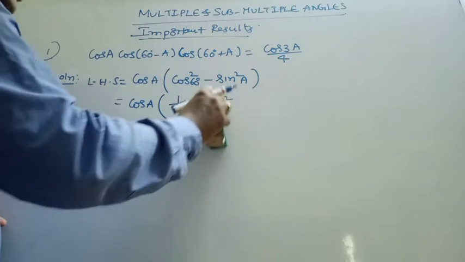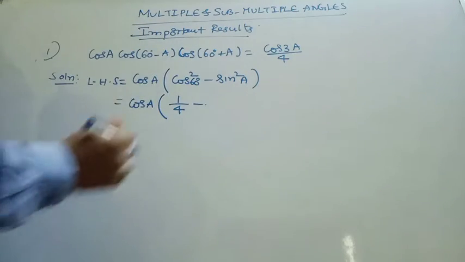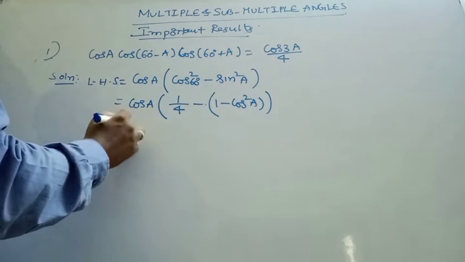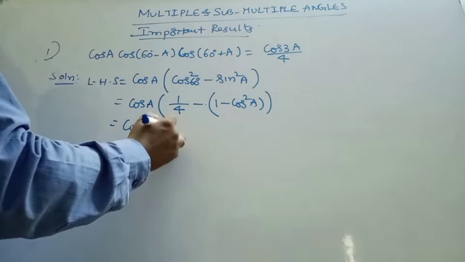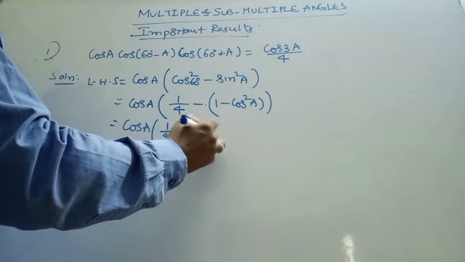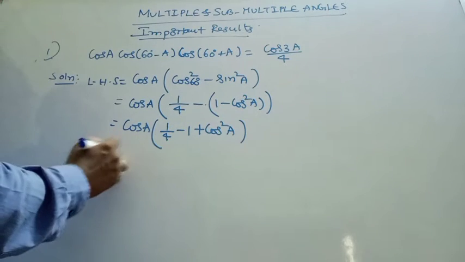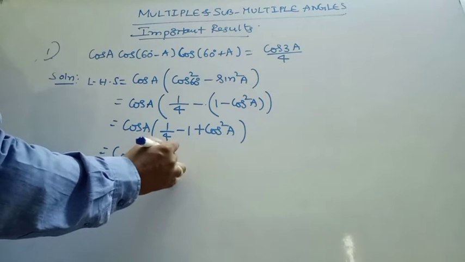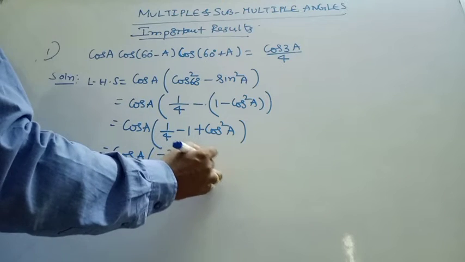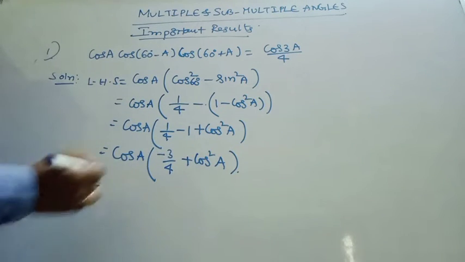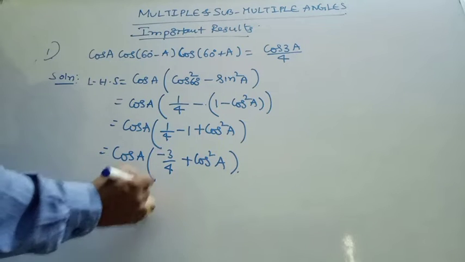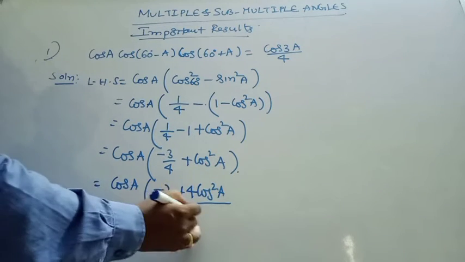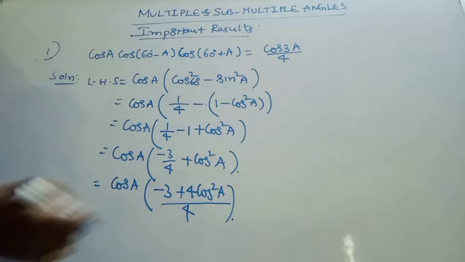Right? This sin square A, because we want to convert everything into cos, because of cos 3A by 4, we write it as 1 minus cos square A, like this, right? Now this is cos A into 1 by 4 minus 1 plus cos square A. Now this is cos A into 1 by 4 minus 1, this is what you will be getting, minus 3 by 4 plus cos square A. Now this is equal to cos A into (minus 3 plus 4 cos square A) by 4, if you take the LCM here, like this, right, my dear students?